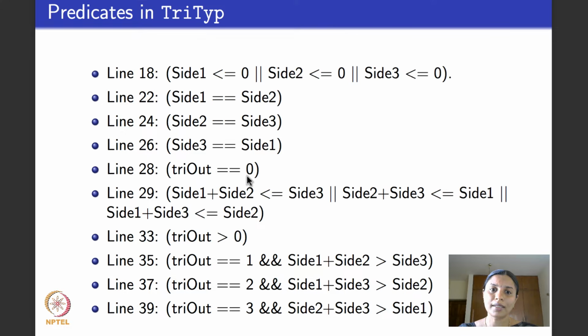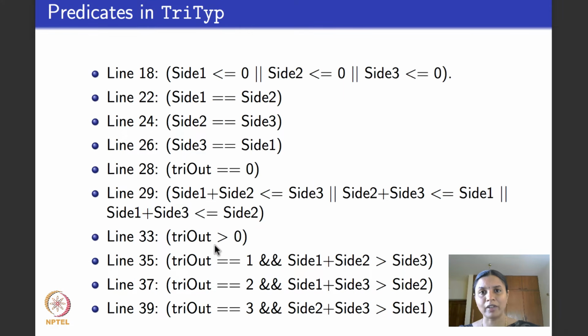So to be able to test this predicate, let's say tryout is equal to 0, I need to give values for the three sides such that tryout is equal to 0 becomes true when the predicate should be true, and I should be able to give values for side 1, side 2, and side 3 such that tryout is a value not equal to 0 for this predicate to be false. Similarly here, for line 33, I should give values for inputs sides 1, 2, and 3 such that tryout becomes any value greater than 0, which means it could take 1, 2, 3, or 4.